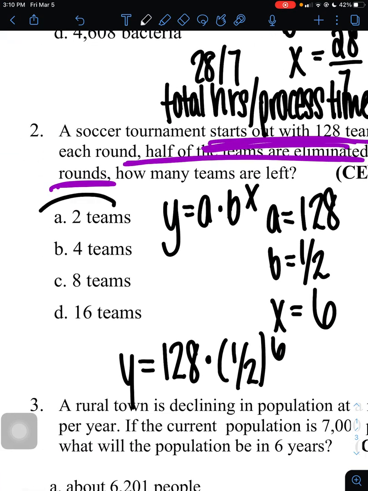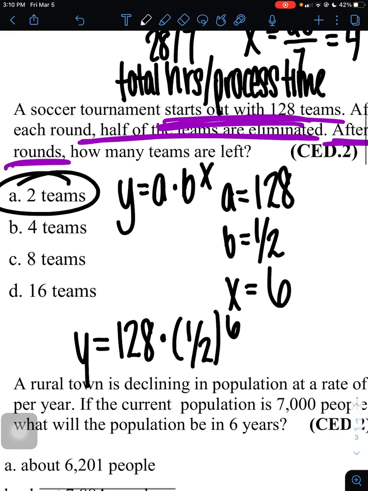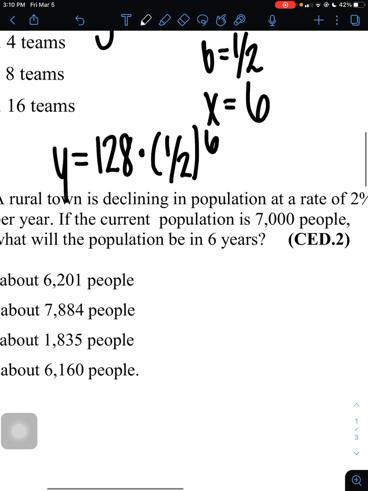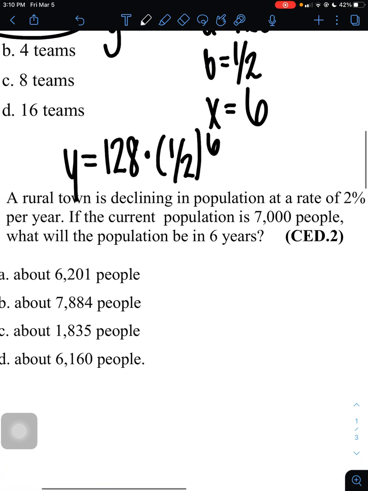So number 2 is 2. Let's look at number 3. All right, we got a rural town declining. Of course, who wants to stay in the country? At a rate of 2% each year. If the current population is 7,000 people, what will it be in 6 years?